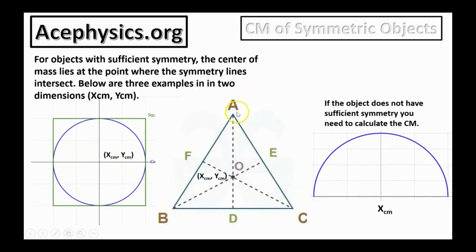Here's a triangle, and I can draw a vertical symmetry line through the triangle. I can also draw these diagonal symmetry lines through the triangle. The line of symmetry BE cuts the triangle into 2 equal halves. The location where the lines of symmetry meet is the center of mass of the object. For this object, I can draw a vertical line and divide it symmetrically in half. I know that this is the location of the x center of mass, but I can't find the y center of mass using symmetry. This object is not symmetric in the y direction.